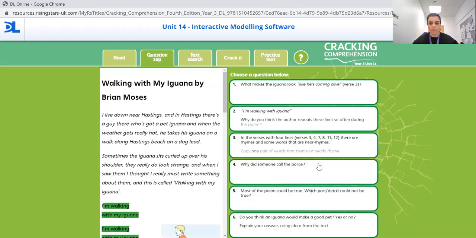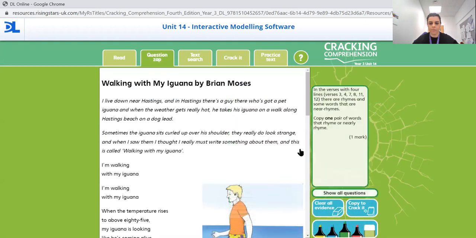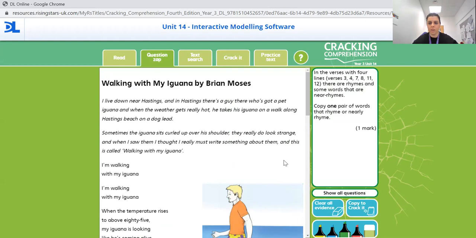Okay. So our question three. In the verses with four lines, so that's verses 3, 4, 7, 8, 11, or 12. There are rhymes and some words that are near rhymes. Copy one pair of words that rhyme or nearly rhyme. So remember what I said, this is verse 1 is here. I'm walking with my iguana.